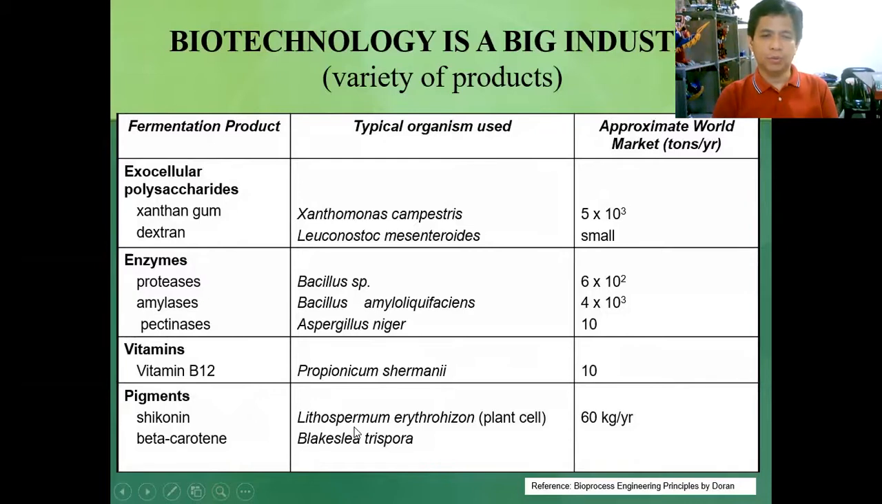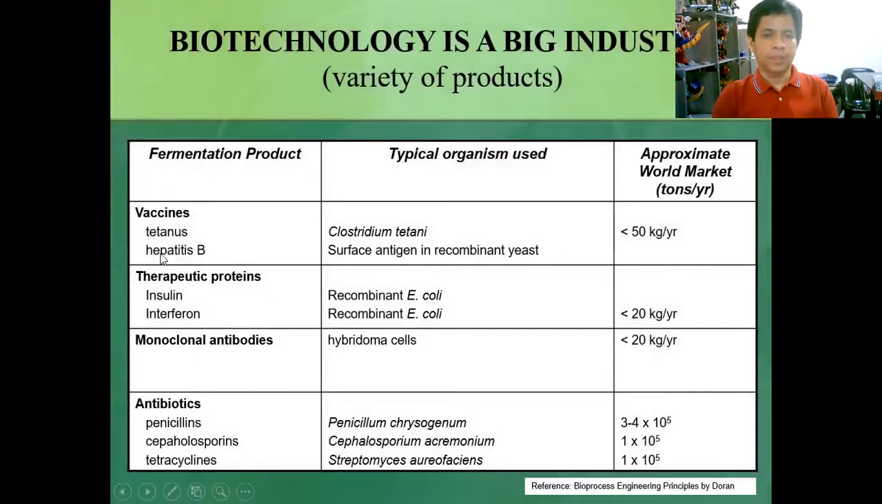Shikonin is produced using Lithospermum erythrorhizon, a plant cell. Okay? And also used to produce vaccines. So for example, tetanus, this is the anti-tetanus vaccine, is produced using Clostridium tetani. The hepatitis B vaccine is produced using surface antigen in recombinant yeast.